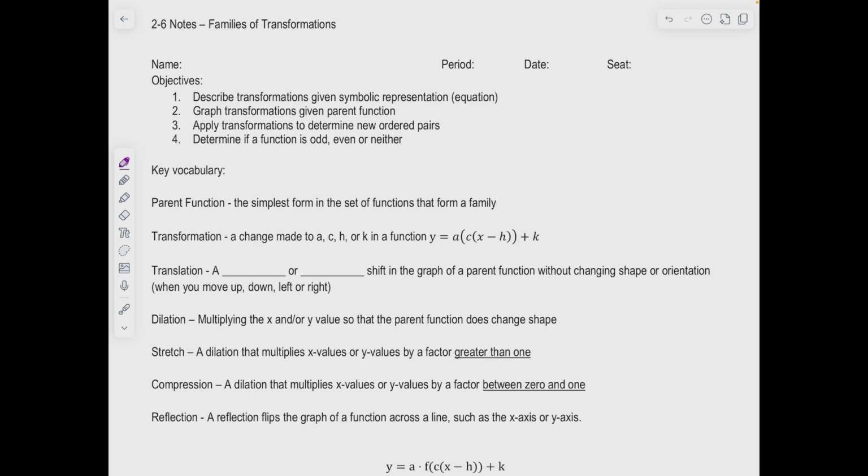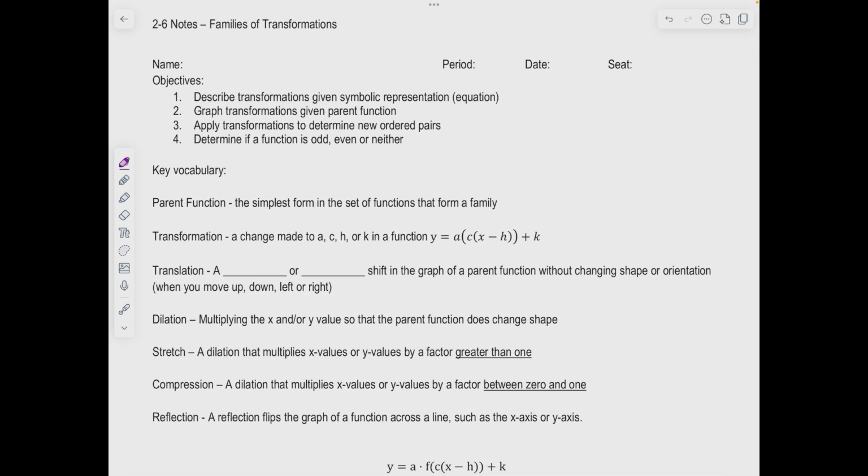So our key vocabulary to begin with. Parent function is the simplest form in the set of functions that form a family. So for example, we've learned linear functions, y equals x. We've learned absolute value functions, y equals the absolute value of x. We have just begun quadratic functions, so y equals x squared. These are all different types that we're going to be covering.